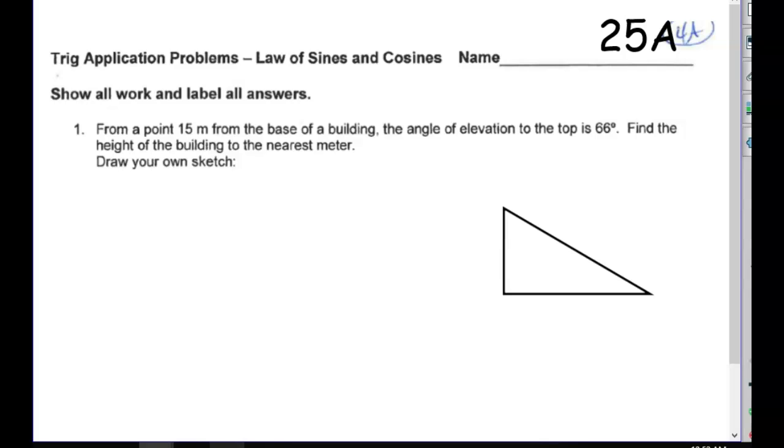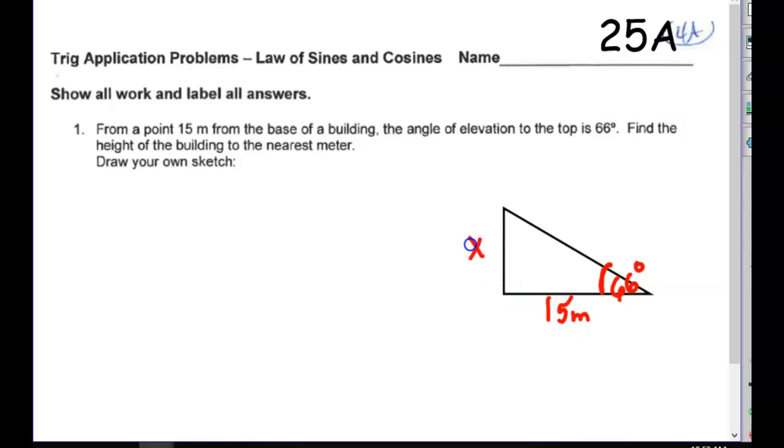I don't know if one was assigned, but it's just a right triangle. Again, the angle of elevation should always be against the horizontal line, so this would be 66. Okay, 15 meters from the base of the building would be down here.